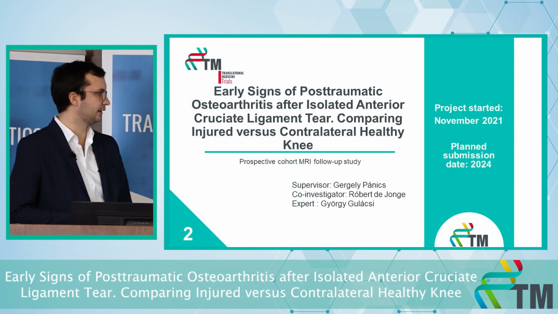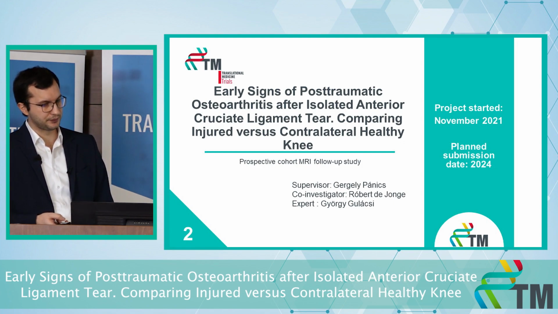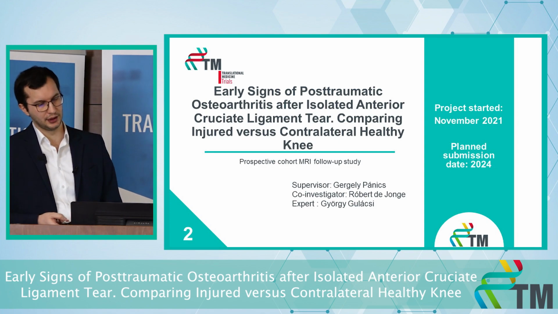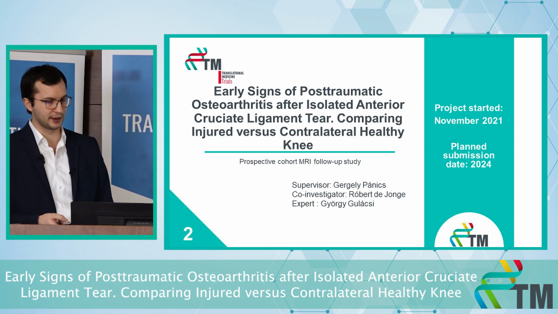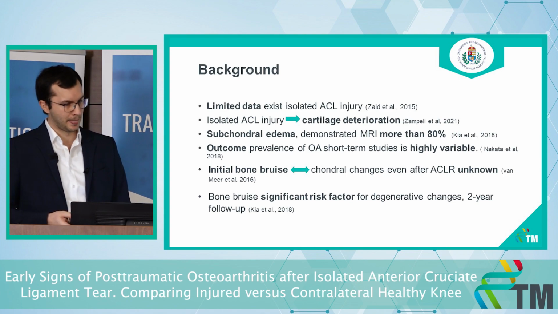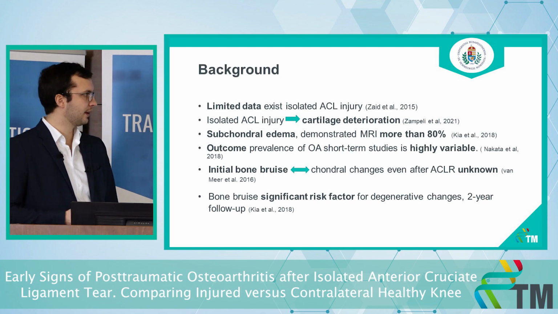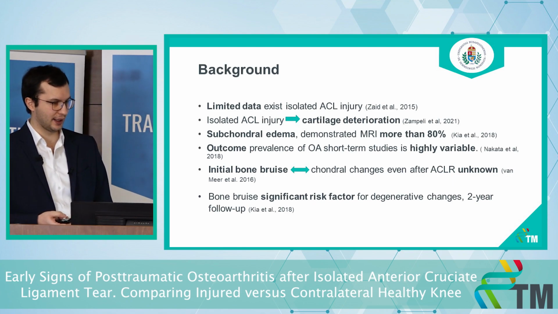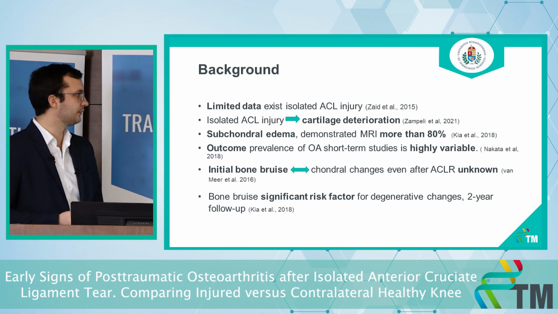My second topic is a prospective MRI follow-up study. We would like to see the early signs of post-traumatic osteoarthritis, and we have chosen the isolated anterior cruciate ligament tears for that. About the background, only limited data exists for isolated ACL injuries, but in recent studies we can see that there is cartilage deterioration after isolated ACL injury.